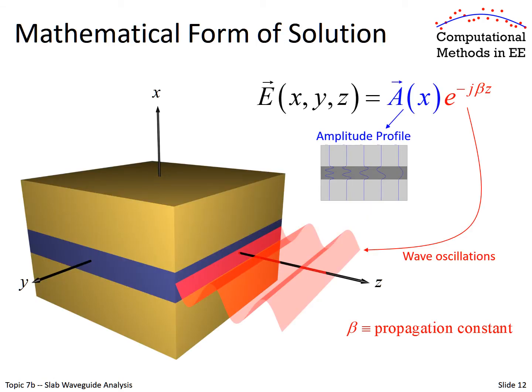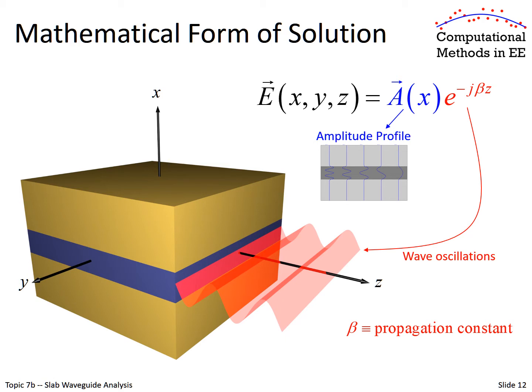We need to understand the mathematical form of the solution and maybe what it looks like physically. So on the left here, I am showing a slab waveguide, and we will let our wave, the guided mode, propagate in the z direction. So that's what I'm showing by the red wavy thing. That's our picture of a wave. So in the z direction, the wave accumulates phase, and we will describe that oscillation and accumulation of phase with a complex exponential, e to the minus j beta z.